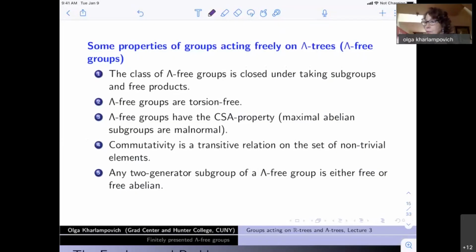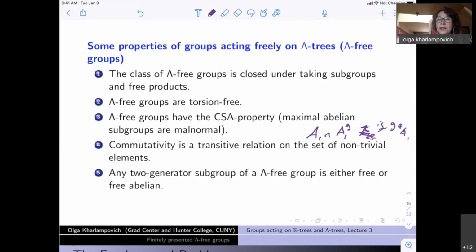Like the intersection of, if A1 and A2 are maximal abelian subgroups, then it's like this: the conjugate of A1 by g intersects A1 trivially unless g belongs to A1, for maximal abelian subgroups. So if g belongs to A1, then certainly the conjugate is the same as A1 because it is an abelian group. But if it does not, then it intersects trivially. So this is malnormality of maximal abelian subgroups. We call it the CSA property.